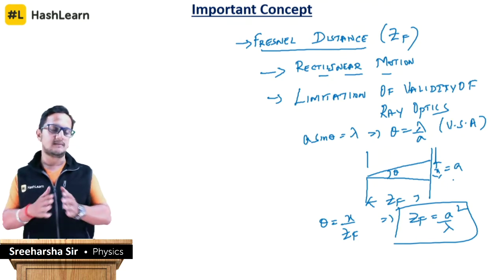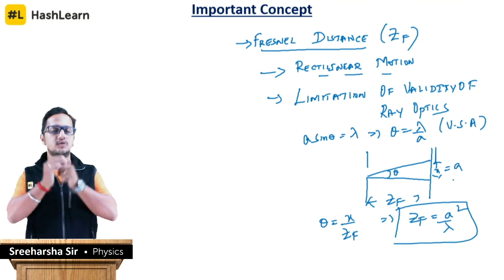So that is the maximum or the minimum deviation possible, x is equal to a.